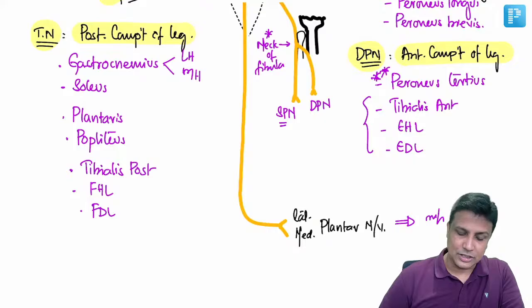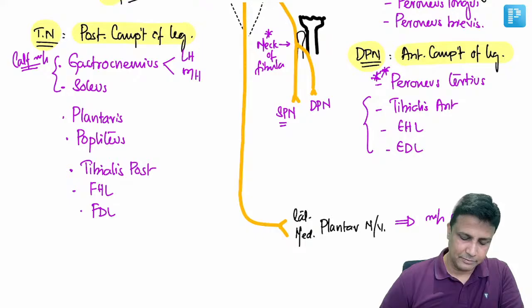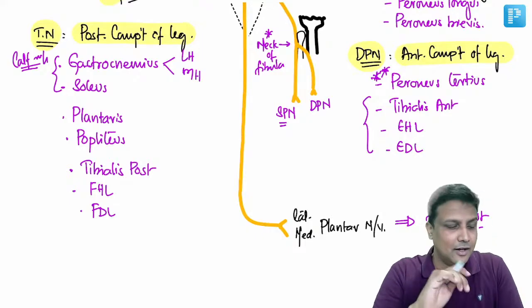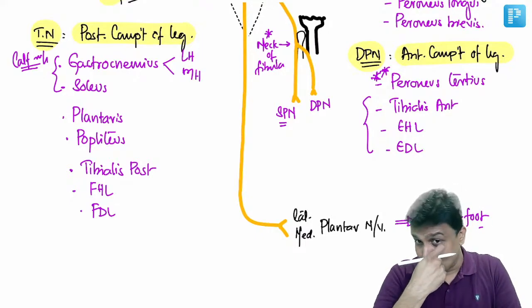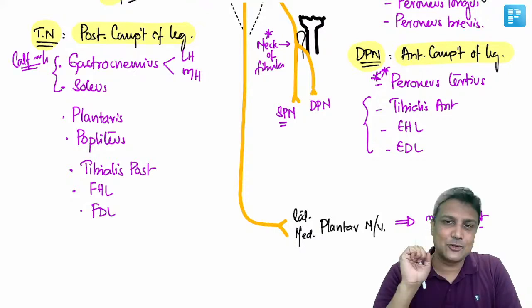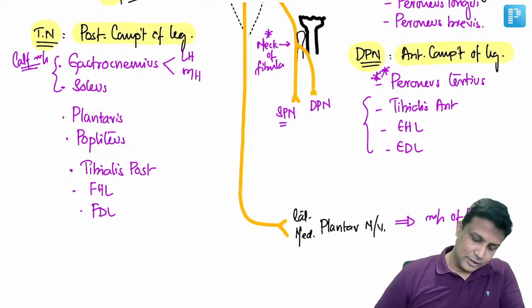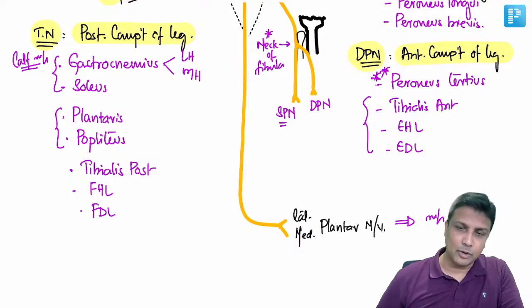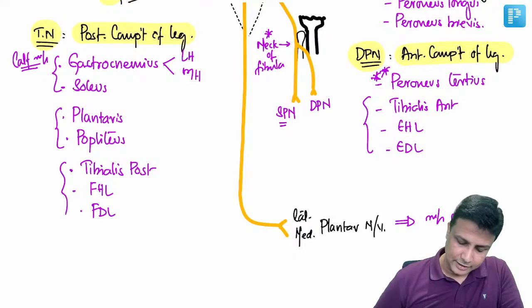The tibial nerve is supplying the posterior compartment of the leg. In the posterior compartment of the leg, you'll be having your calf muscle. In the calf muscle, every medical student knows two muscles very well. That is your gastrocnemius. Gastrocnemius will be having two heads, the lateral head and the medial head of the gastrocnemius, and then there will be soleus. Now there will be two small muscles here, plantaris and popliteus, and then the tibialis posterior.